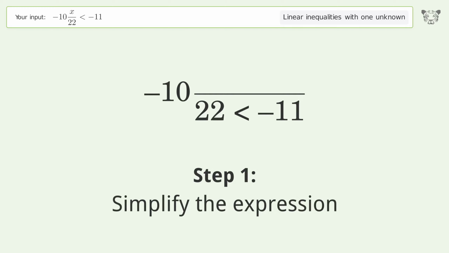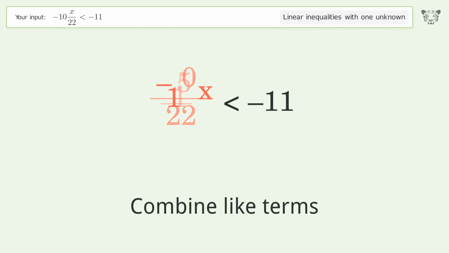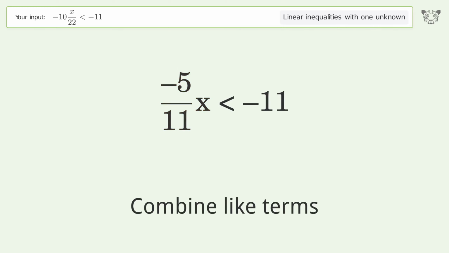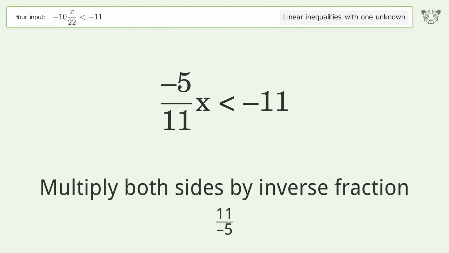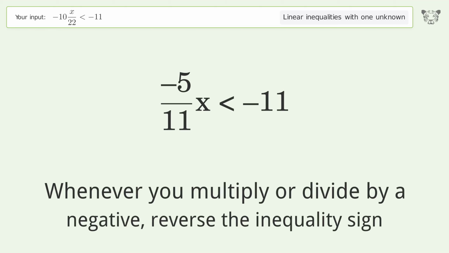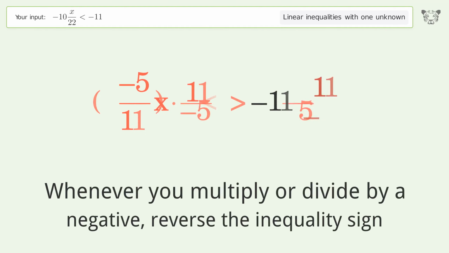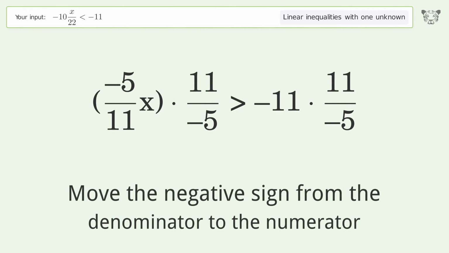Simplify the expression. Combine like terms. Isolate the x. Multiply both sides by inverse fraction 11 over negative 5. Whenever you multiply or divide by a negative, reverse the inequality sign. Move the negative sign from the denominator to the numerator.